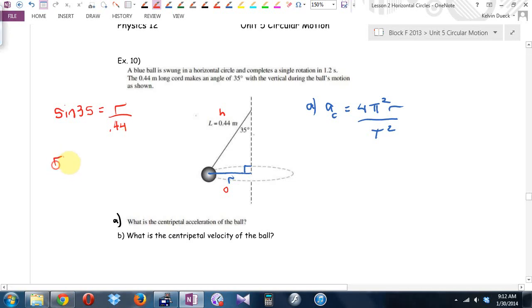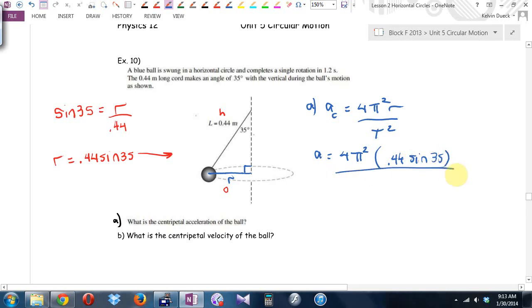I'm not even going to bother typing that in. I'm going to just carry that over into the equation over here. You want the circular acceleration? It's going to be 4 pi squared 0.44 sine 35 divided by 1.2. I could have crunched the numbers for radius, but since it was such an easy expression to transfer over, and I knew I'd have to type it in no matter what, why not just type it in once?